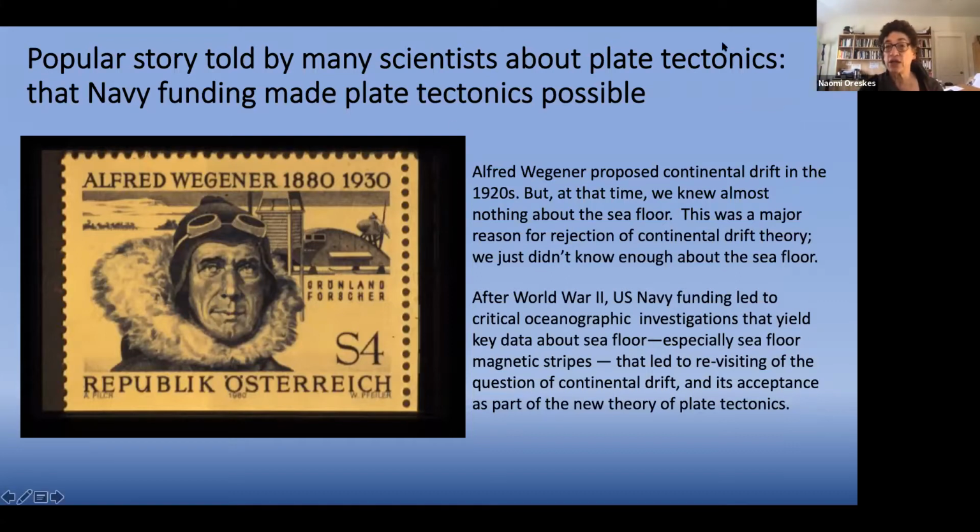That Alfred Wegener had proposed continental drift in the 1920s, but at the time, people said, we knew almost nothing about the seafloor. And this was a major obstacle, a major reason for rejecting continental drift theory, that we simply didn't know enough about the seafloor. But after World War II, US Navy funding led to critical oceanographic investigations that yielded key data about the seafloor, especially seafloor magnetic stripes. And that led to revisiting the question and the acceptance of the idea of drifting continents as part of the theory of plate tectonics.